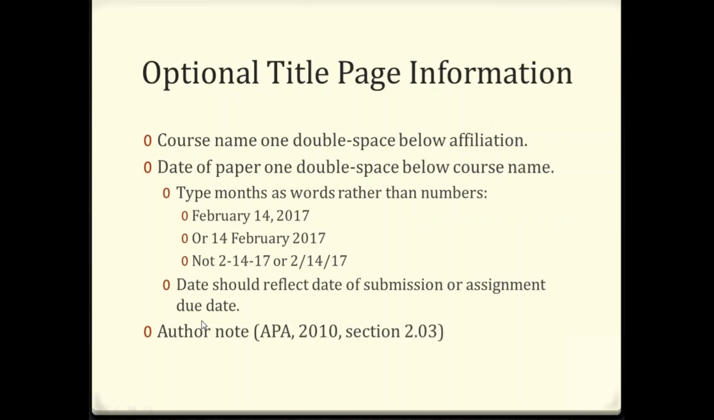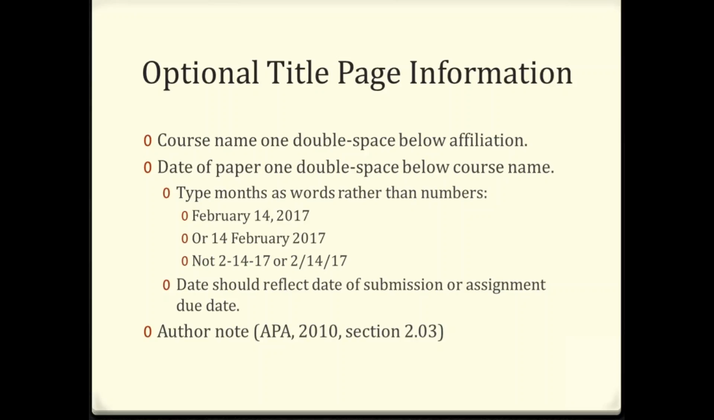Okay. Optional information on the title page that Allen College allows is the course name, one double space below the affiliation, or in other words, one double space below Allen College, and then one double space below the course name. You can have the date of the paper.